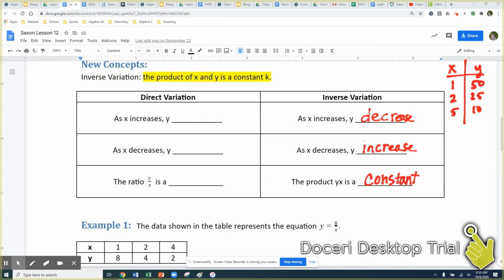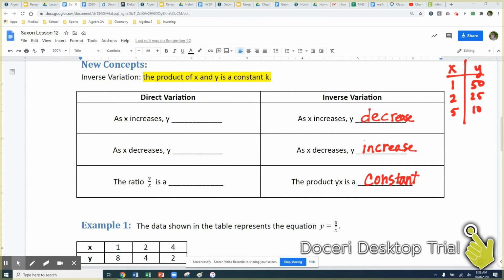So when you multiply your two variables in the scenario of an inverse variation, you're always going to get a constant value. So when we're deciding whether we have an inverse variation, we're deciding, as one variable increases, does the other decrease? And secondly, when we multiply the two variables together, do we get a constant value? That would be our inverse variation.